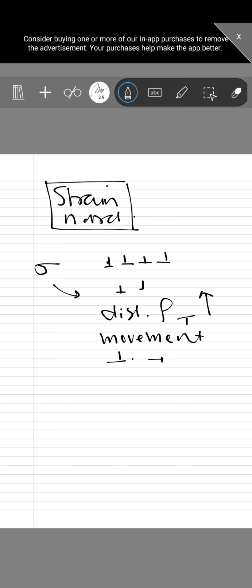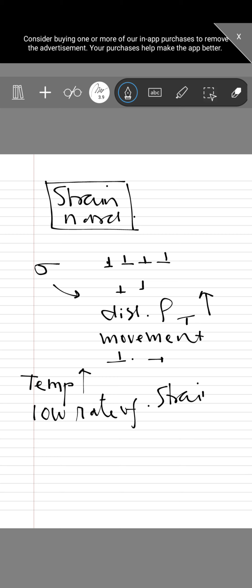Now what happens in the case of hot working is that since the temperature is high, there is a low rate of strain hardening taking place. This is because even if the dislocations are formed due to temperature, the strain caused by dislocation gets released due to this high temperature.